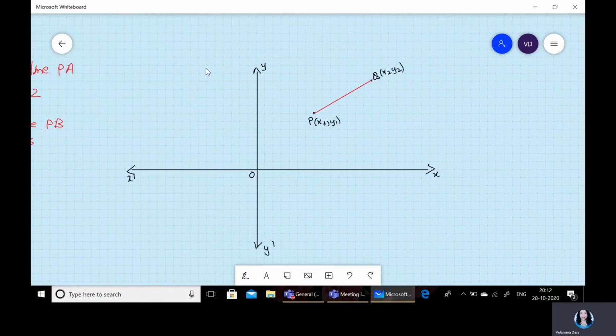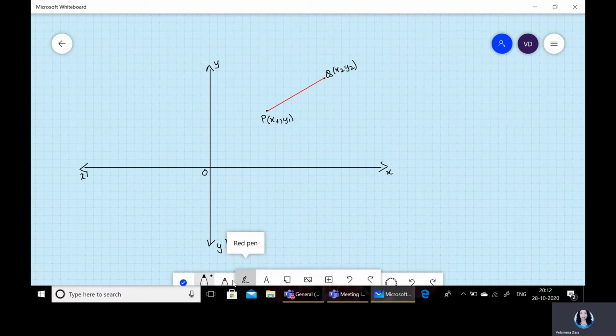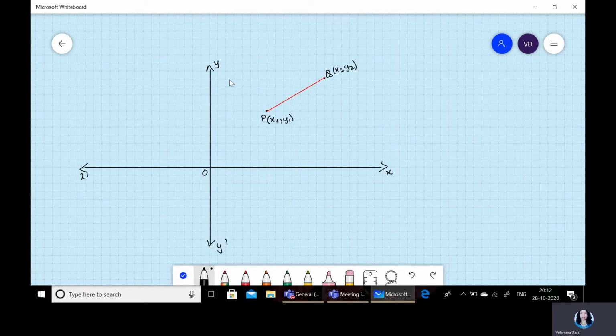We are going to learn the distance formula and its application. We are also going to learn about the section formula and area of triangle. This is covered in standard 10. Let's understand the derivation of this formula. So let's assume we have to derive the formula.